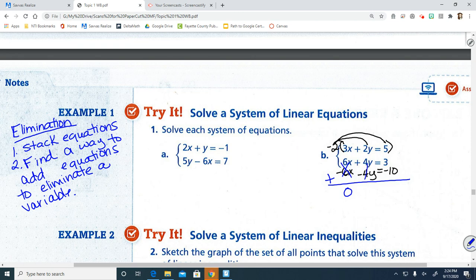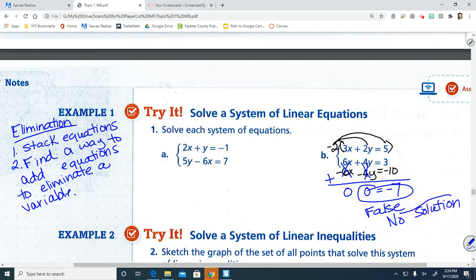4y minus 4y cancels out. I get 0 equals, and then 3 minus 10 is negative 7. Now, wait a minute. Is 0 equal to negative 7? No, that's false. And since it's false, that means this system has no solution.